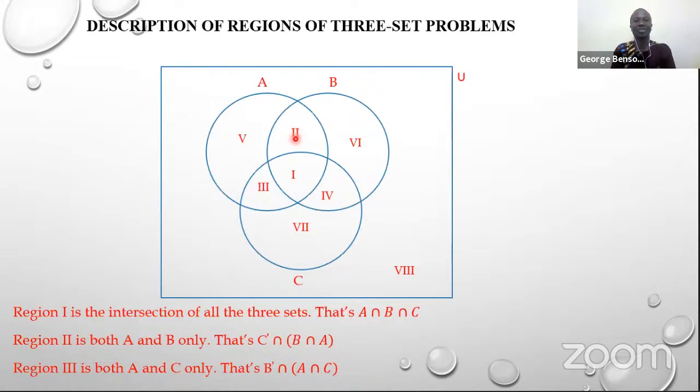So region II is for those who belong to A and B only. Then III is A and C only. Then IV is B and C only. Then V is for A only. Then VI is for B only. VII is for C only. Then VIII, you can see it's outside. He doesn't belong to any of them.